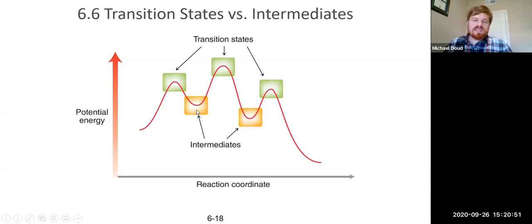Now intermediates, that's where you have this little valley in between different transition states. So these are stable and could potentially be isolated. Maybe, not always, but frequently they can be isolated.